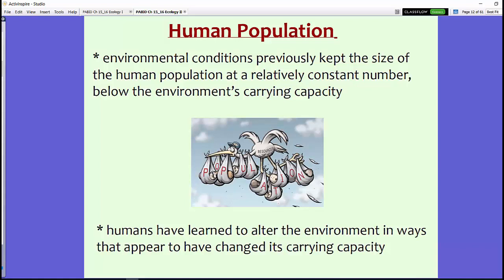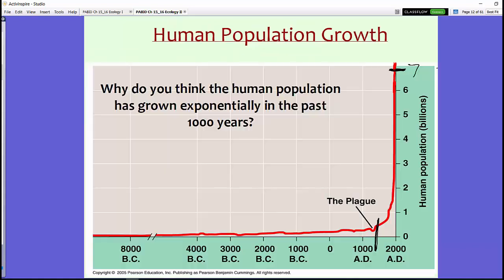So, water sources, we've collected them, we've made them. Different sorts of food sources. Of course, we now utilize tons of land in order to make food. Shelter, of course, we can build by chopping down forests and making cement and all sorts of things. So, we have learned how to alter carrying capacity. So as a human population, we have exceeded the carrying capacity of the planet.